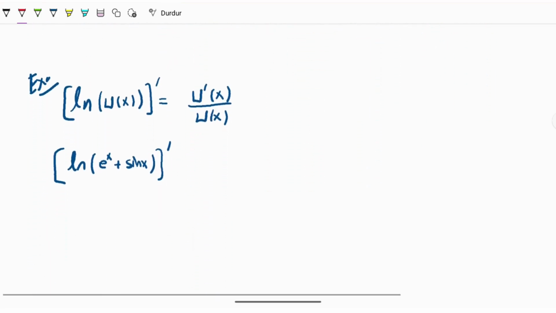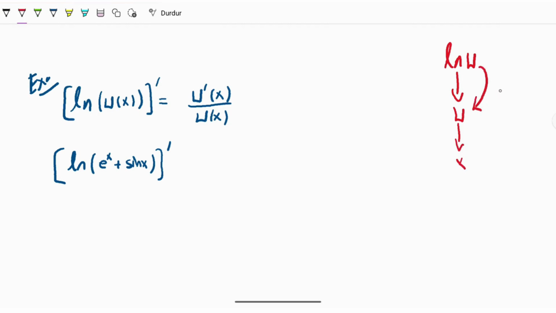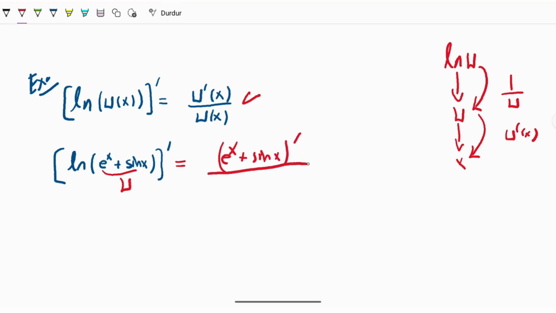Let's see the next example. So consider this tree diagram. Ln u depends on u depends on x. The derivation of ln u with respect to u is 1 over u, and the derivation of u with respect to x is u prime of x. Then we can obtain this formula by using the chain rule. Okay, let's say this is u. We write the derivation of this expression first over u, where u is exponential x plus sine x. Let me write here the derivation of exponential x plus the derivation of sine x, cosine x, over exponential x plus sine x.